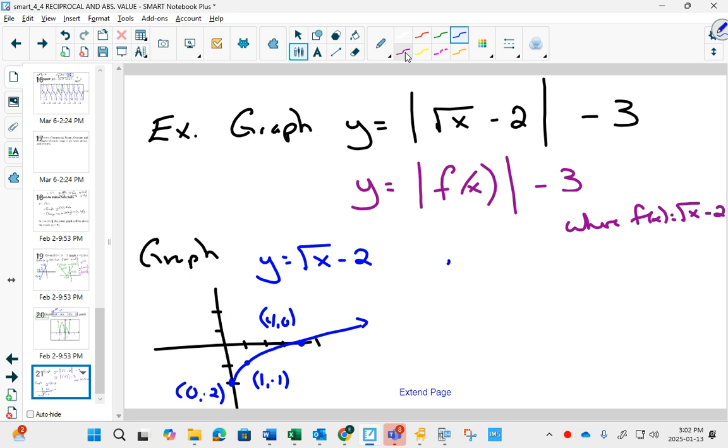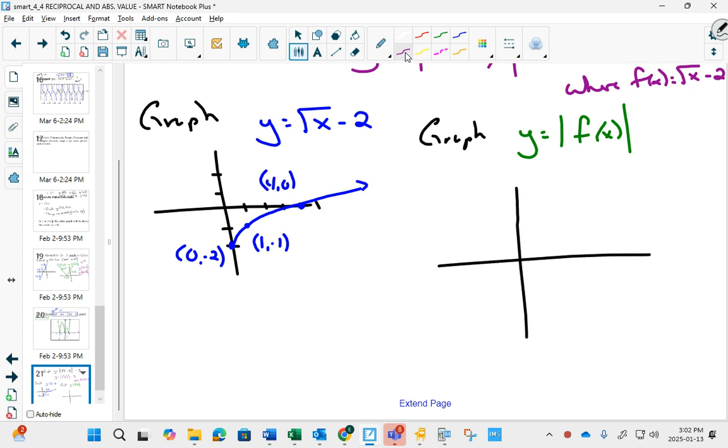Then in green, I'm going to graph what the absolute value looks like. Well, 0, negative 2 would be 0, 2. 1, negative 1 would be 1, 1. And for 4, 0, my x-intercept stays the same. Now this part of my graph would stay how it is, but the part below gets flipped up.